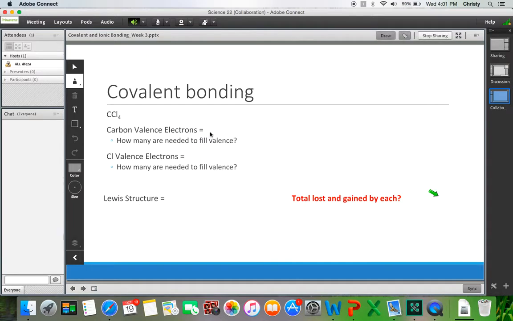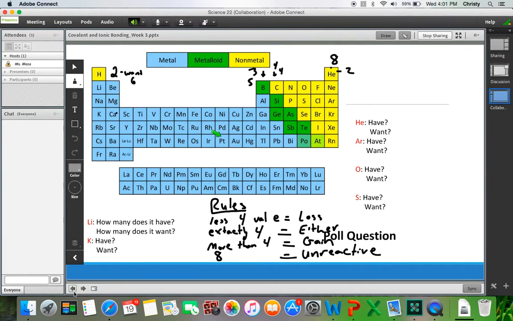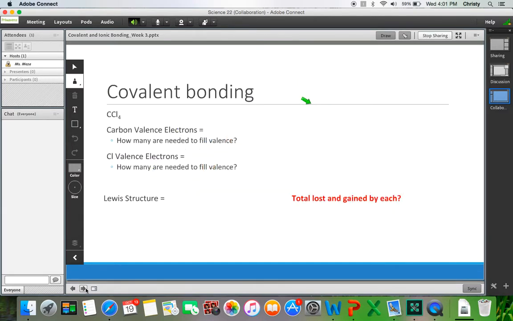Carbon and chlorine. So we just said that before that carbon has 4. And now you may be like, Ms. Mays, I don't remember. How many does chlorine have? We're going to go back to our handy little table. And we see that chlorine is over here in row 7. So that means it has 7 valence electrons. Right? It's right there. Okay, so let's go back. So chlorine has 7. And again, I have 1 carbon and 4 chlorines.